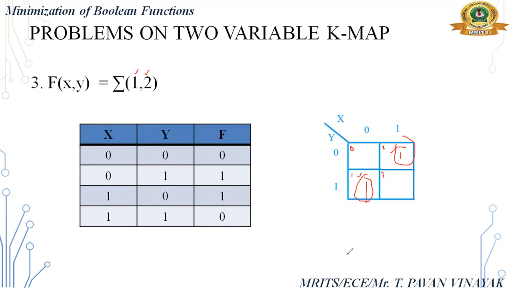So 1 means minterm x bar y. Right? 2 means x y bar. What you observed: this expression x bar y plus x y bar is XOR operation. X XOR y, this is XOR operation. The final answer is X XOR y.